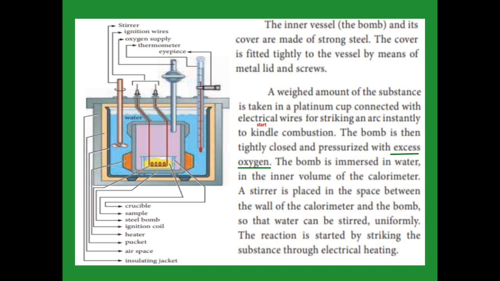That substance only we are going to measure the enthalpy change or internal energy change. Then the yellow color substance is heated with the help of electricity. Electricity means we have to give the electricity with the wires. That electrical wires produce some arc. From that arc only we are giving the heat, and it is the heat giving in presence of oxygen.